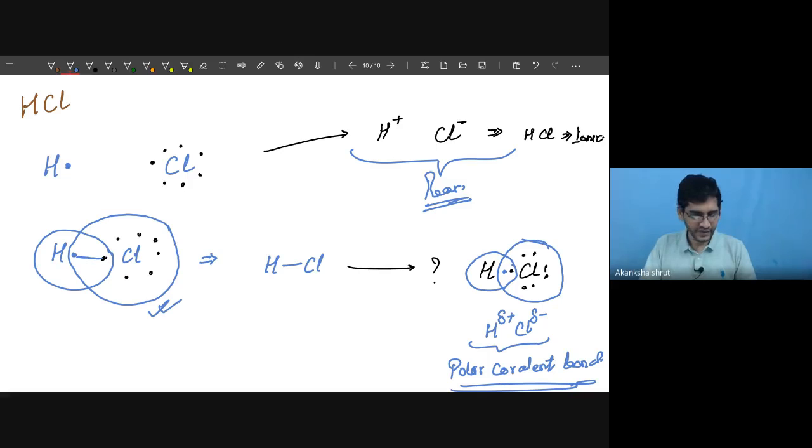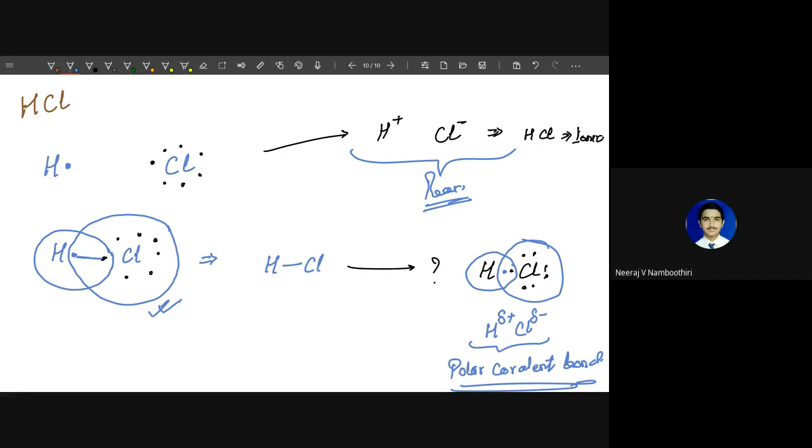So likewise, there are many other compounds. No need to go into all those. I think this much is enough. If any student has any doubt, then ask. Yes, Neeraj. Sir, is a covalent bond stronger or an ionic bond stronger?